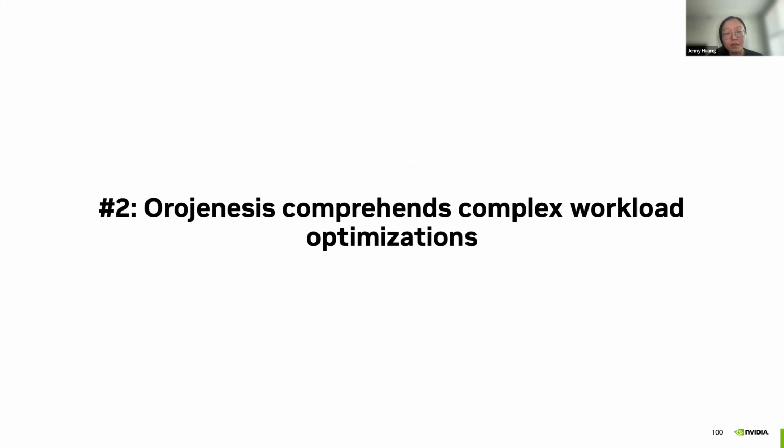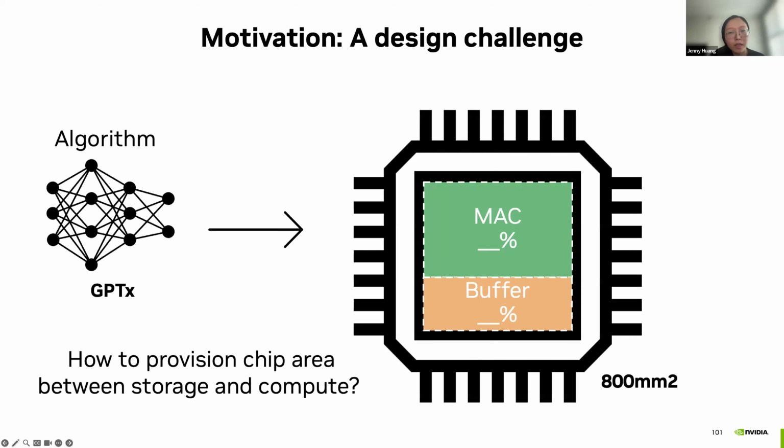As we showed in the results above, the analysis demonstrates the capability of Orojenesis in comprehending complex workloads, such as workloads with fusion. Now we can understand how the buffer size impacts data movement and operational intensity. We can use it to help us provision the chip area between storage and compute. And here's the way of doing it.